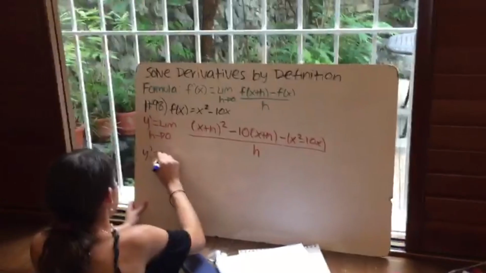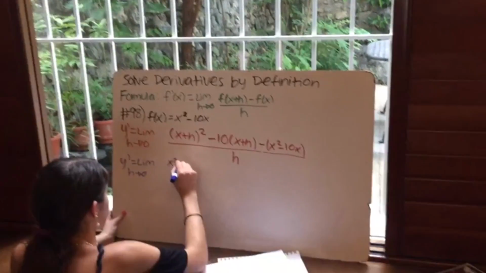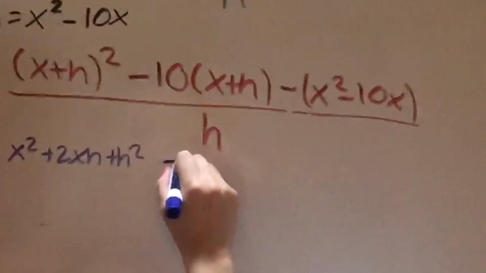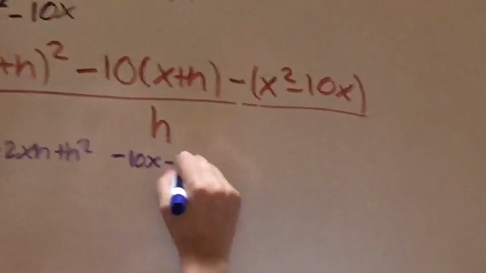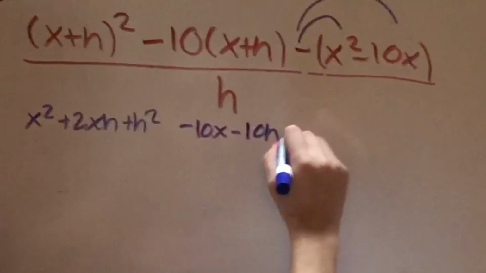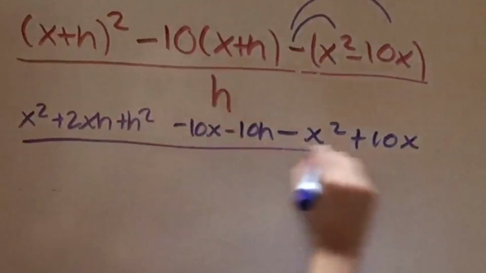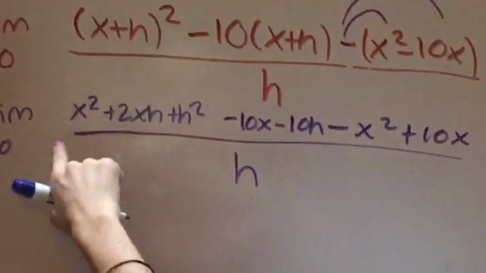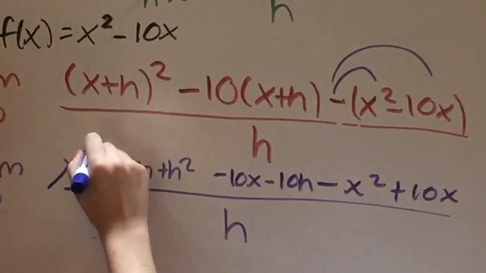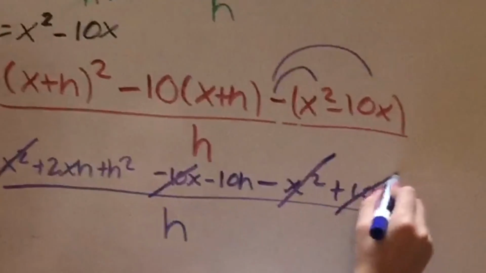So now we're going to solve the next part of the equation. We will multiply by the power, which gives us x squared plus 2xh plus h squared. In this part, we have negative 10x minus 10h. And here we're going to multiply the sign by these numbers. So we have negative x squared plus 10x over h. So then we're going to look for the same ones and cancel the numbers. So x squared minus x squared cancels. Negative 10x with positive 10x cancels.